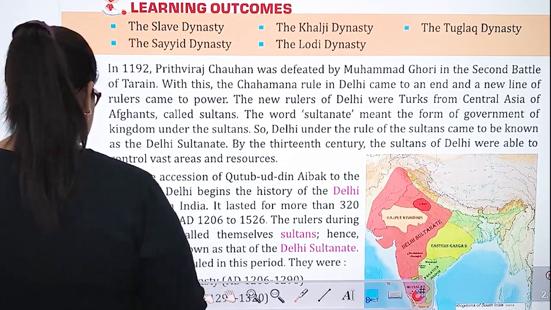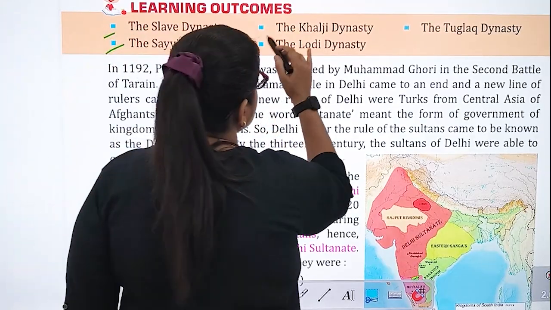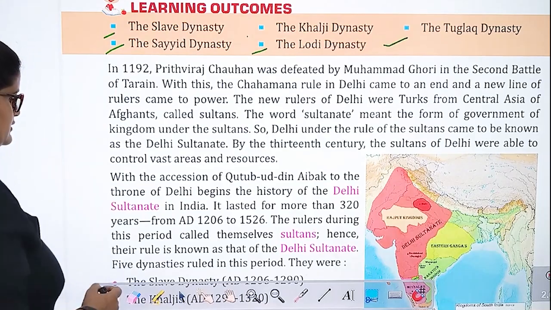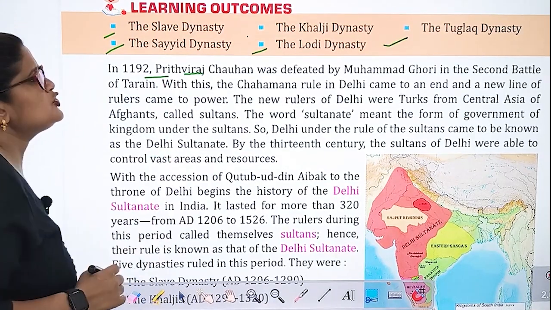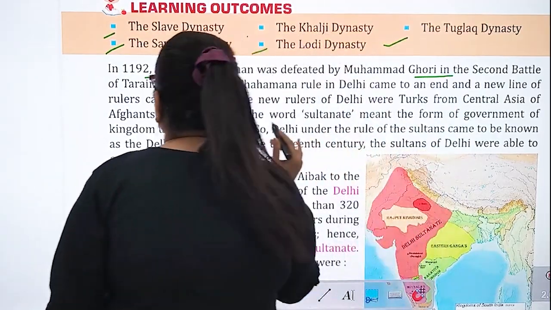Planning outcomes: the Slave dynasty, the Sayyid dynasty, the Khalji dynasty, the Lodi and the Tughlaq dynasty. In 1192, Prithviraj Chauhan was defeated by Muhammad Ghori in the second battle of Tarain.